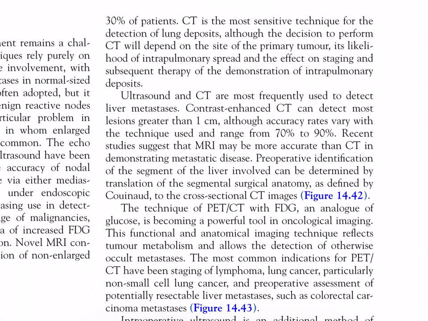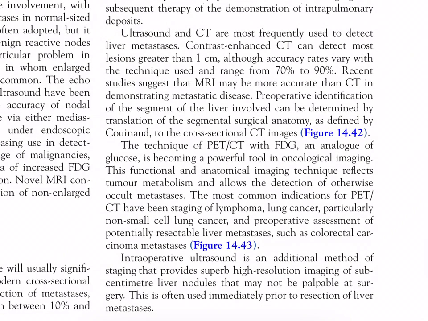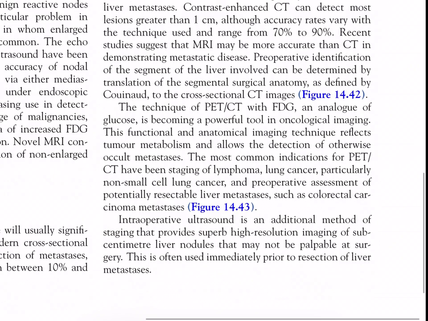The technique of PET-CT with FDG, an analog of glucose, is becoming a powerful tool in oncological imaging. This functional and anatomical imaging technique reflects tumor metabolism and allows the detection of otherwise occult metastasis. The most common indications for PET-CT have been staging of lymphoma, lung cancer, particularly non-small cell lung cancer, and preoperative assessment of potentially resectable liver metastasis such as colorectal carcinoma metastasis.